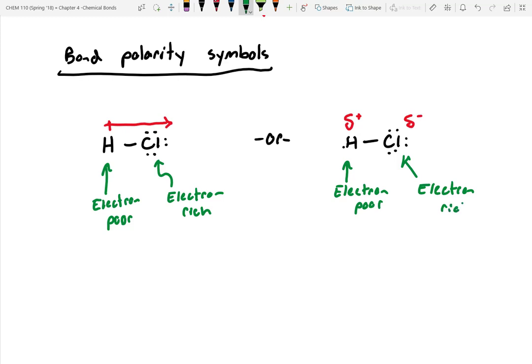I just like to show it both ways because I never know further on down the line in biology or in your other chemistry classes if they'll show it one way over the other. So I like to show both ways. Does that make sense? Okay, let's try another one.